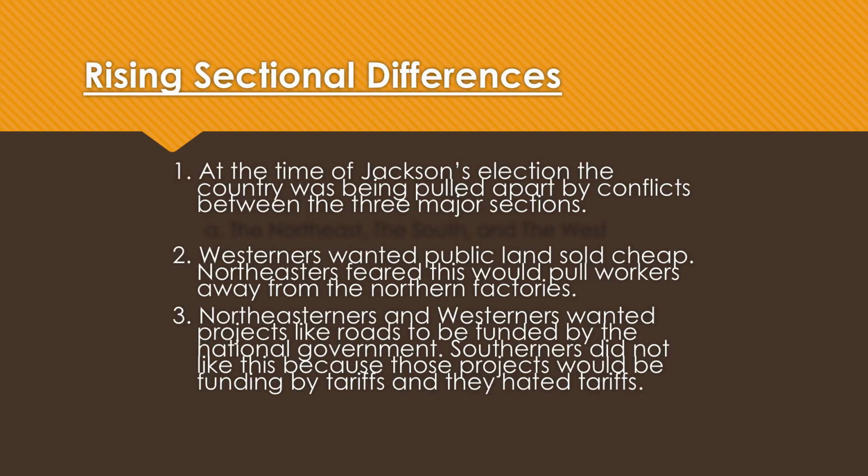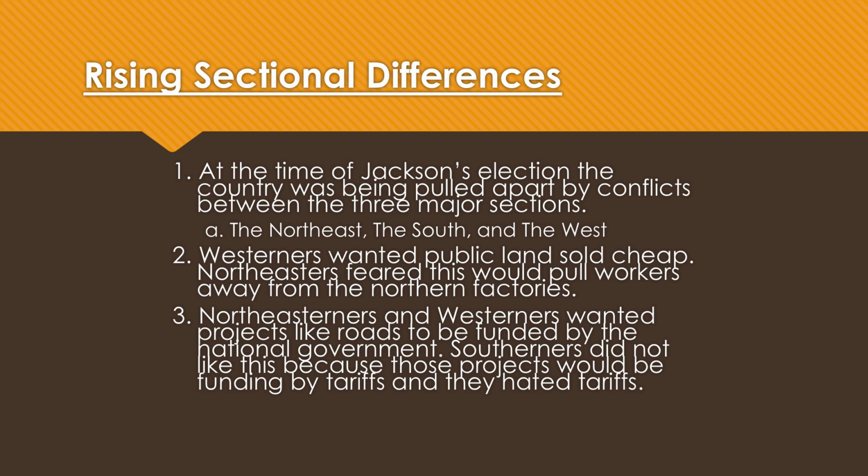At the time of Jackson's election, the country is being pulled apart in three different directions by conflicts between these three major regions. The North, the South, and the West. You really don't have to put Northeast. You can just put North, and I think that'd be good enough. There are differences between all of these, like we've discussed in the nationalism and sectionalism lesson.